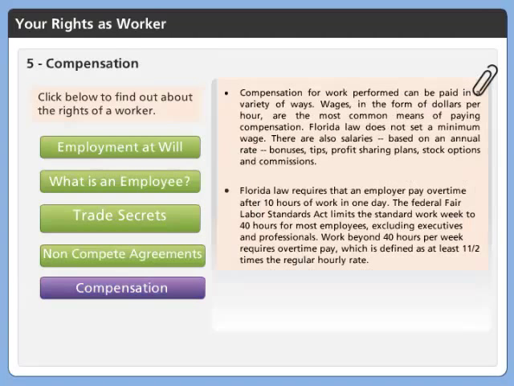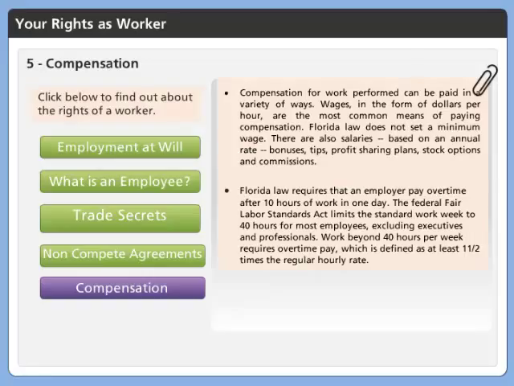Compensation. Compensation for work performed can be paid in a variety of ways. Wages in the form of dollars per hour are the most common means of paying compensation. Florida law does not set a minimum wage. There are also salaries based on an annual rate, bonuses, tips, profit sharing plans, stock options, and commissions.